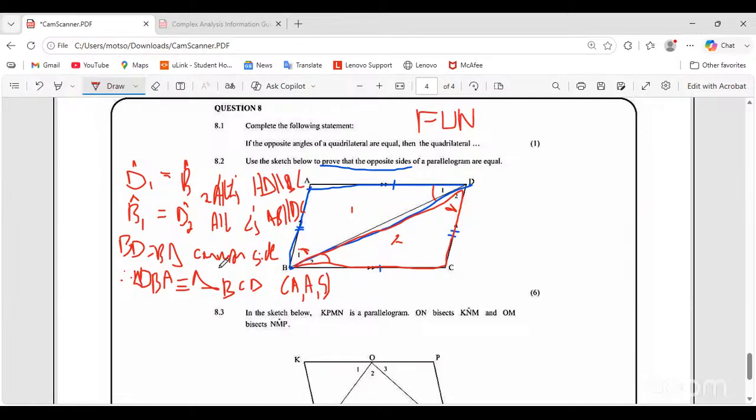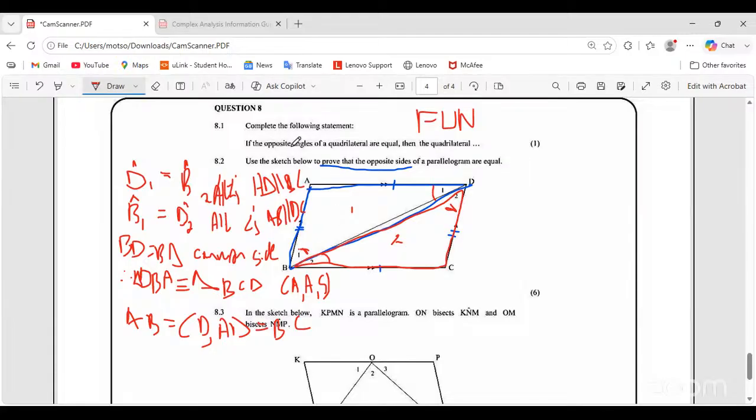Now, since these are congruent, you will just know that the corresponding sides of these triangles are going to be equal to each other. Therefore, AB will be equal to CD and AD will be equal to BC. We are done, just like that. We answered 8.2. I hope it makes sense to everyone.